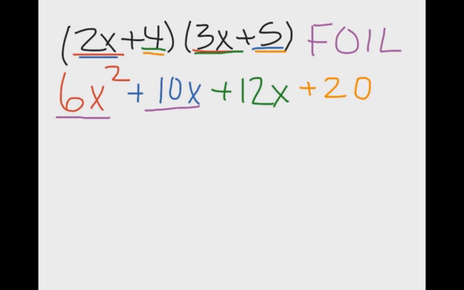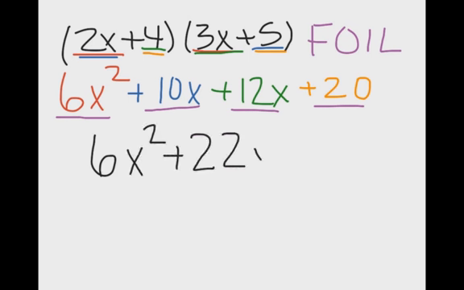I is for inner, which is how we get the 12x. We take the 4 and the 3x, and those are on the inside. And then the L stands for last, and that's how we get the 20. Taking 4 times 5, and both of those are the last terms of our polynomial. And then after we multiply all of those, we're going to combine our like terms, getting 6x squared plus 22x plus 20.